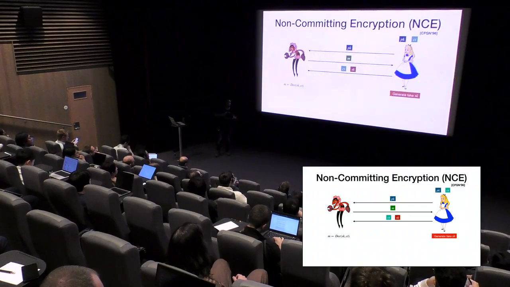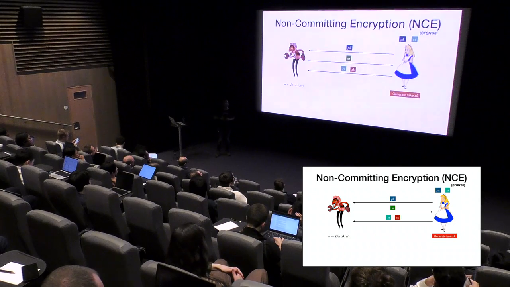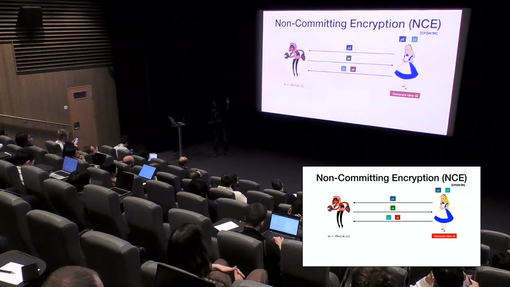Later, the adversary can play around and give a fake secret. So not the adversary, the challenger can play around and give a secret key which will decrypt CT to the message. Hence the name non-committing encryption.